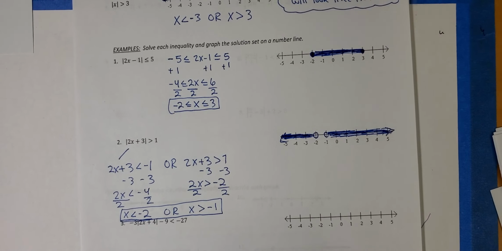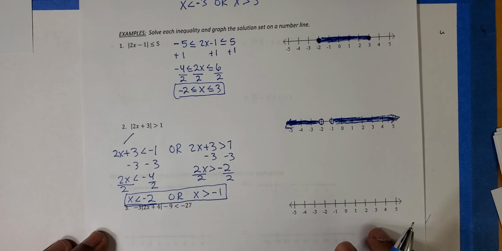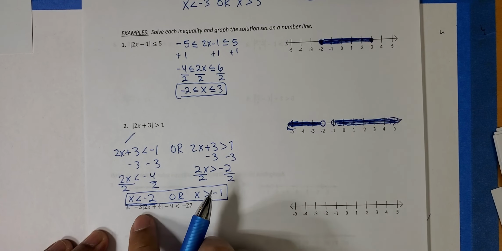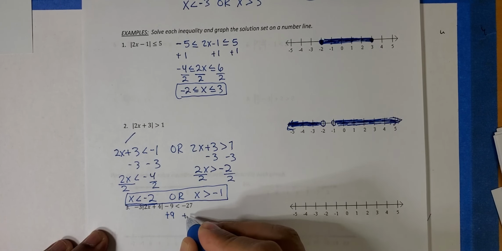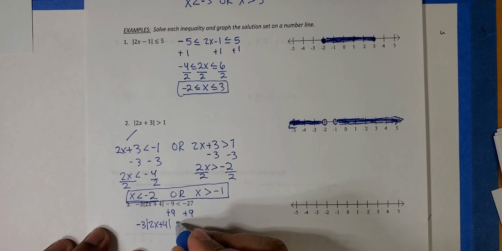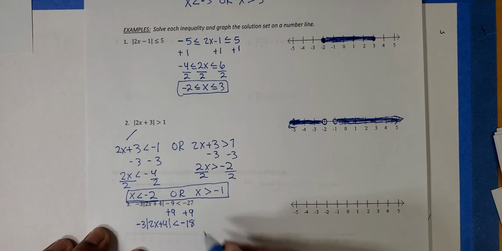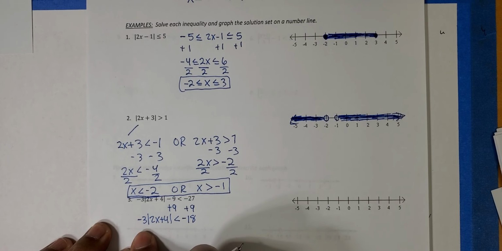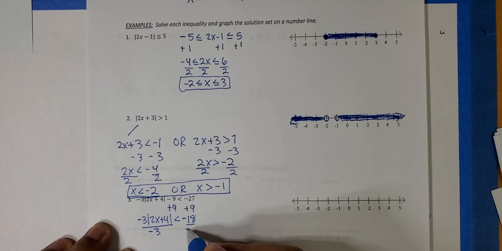So let's go on to the next example. And I wrote over the next example, but I hope you guys can see it on your paper. The absolute value is not isolated. Okay, so there's a -9, so I'm going to add that 9 to isolate the absolute value. So then this is -3 in front of the absolute value of 2x plus 4. Okay, and this is greater than -27 plus 9 is going to be -18. Good. Now I have a -3, so I'm going to divide by that -3 on both sides of the inequality.